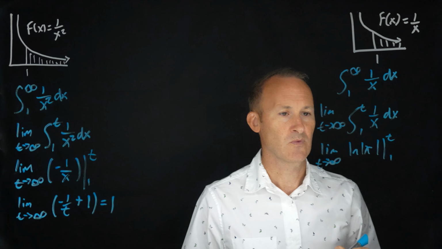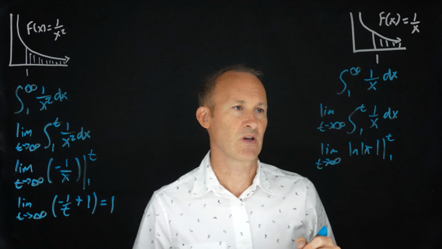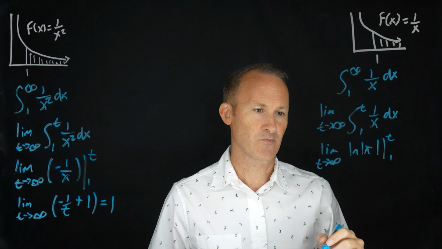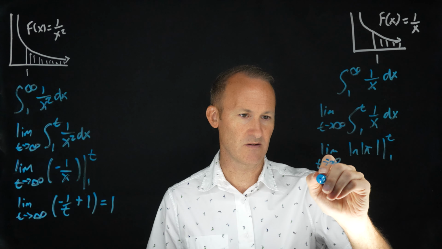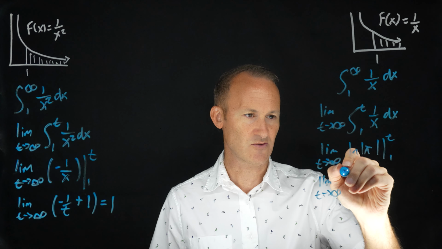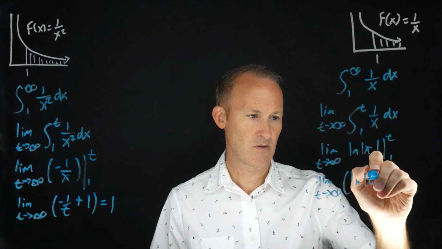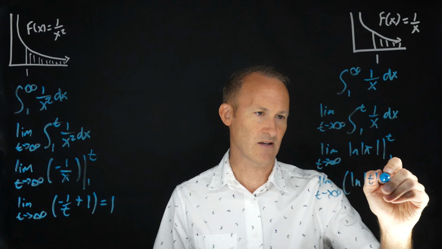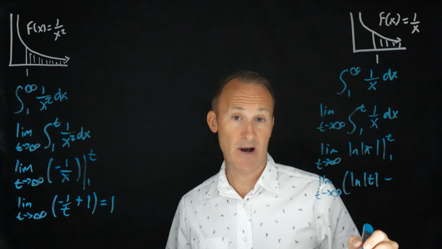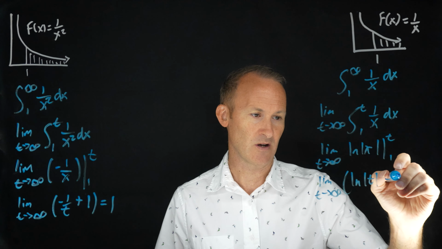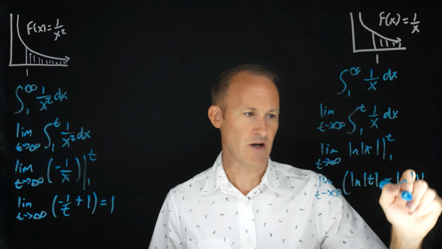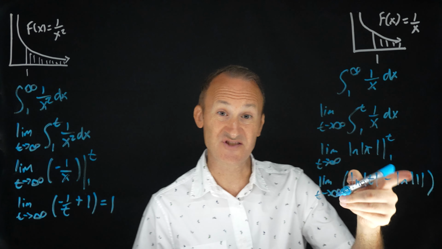Okay, and what we need to do now is evaluate this at these different points. So we've got the limit as t approaches infinity. Just plug in now. Natural log of t, and we're going to subtract off the natural log of 1. The natural log of 1, e to what power is 1? It's e to the 0. So it's 0. I'll just write in the 1 for now. So that's 0. That contributes nothing.